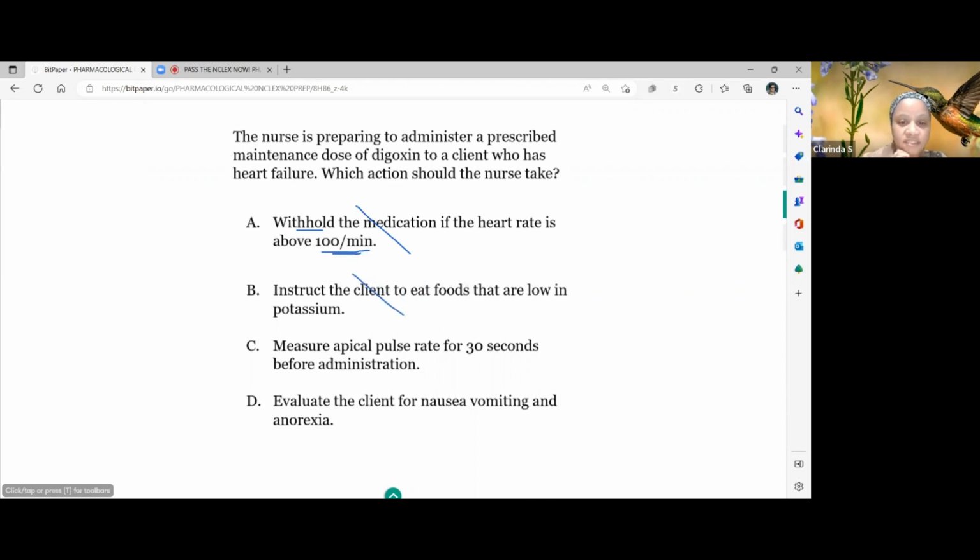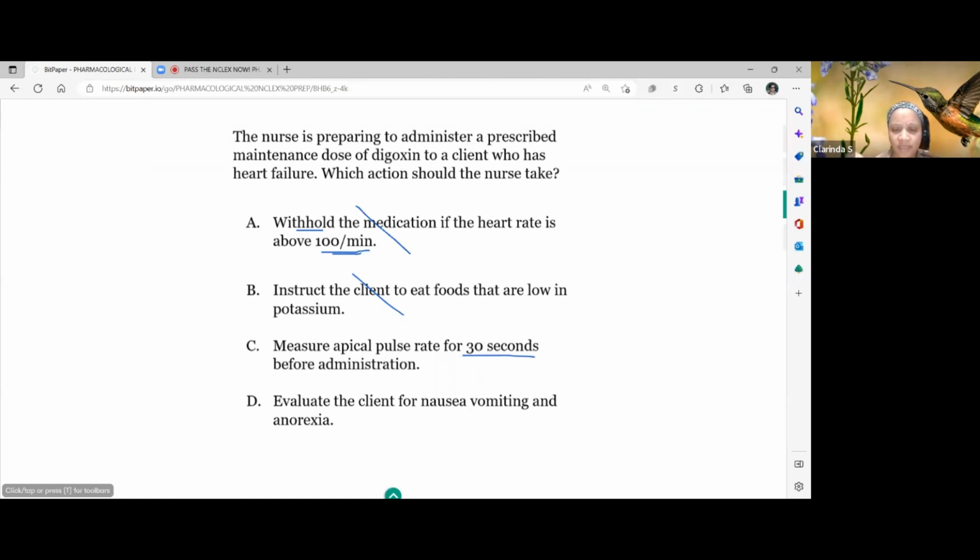All right, option C says measure the apical pulse, and are we going to check that rate for 30 seconds before we give the medicine? Is that a good nursing action? Get rid of it. Yeah, very good. Get rid of that one. 60 seconds. That's it. That's the key.